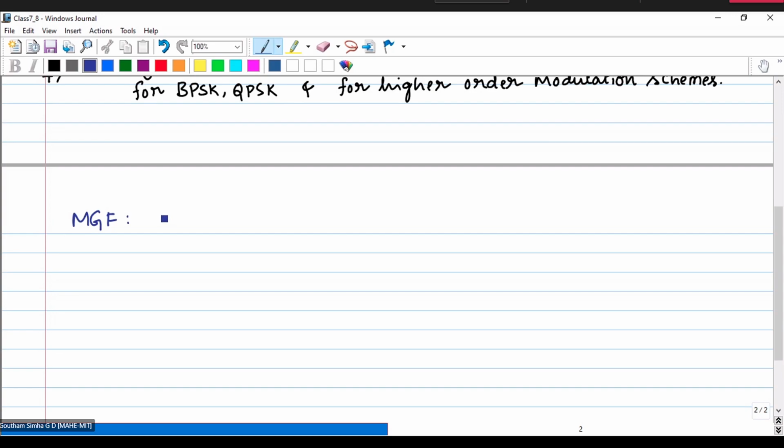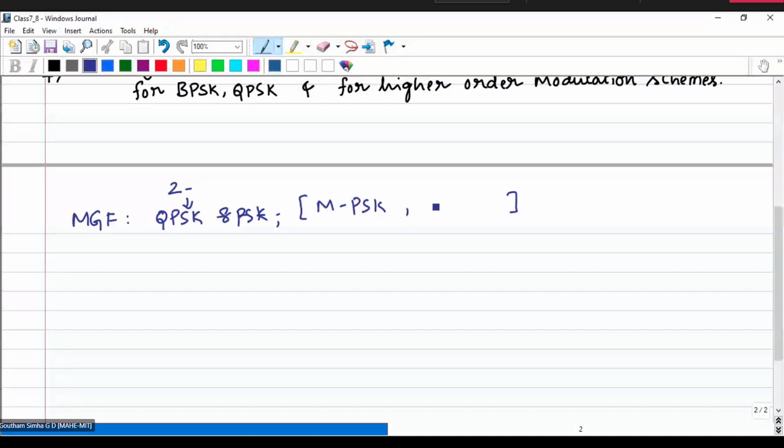See, what is that MGF? Moment generating function based approach is a tool to analyze the performance of modulation in fading environments. Modulation schemes, you know, that is QPSK, BPSK, so on and so forth. All modulation schemes, generally it is BPSK, QPSK, 8 PSK. After 8 PSK, everything whatever you term here is MPSK or MQAM modulation technique.